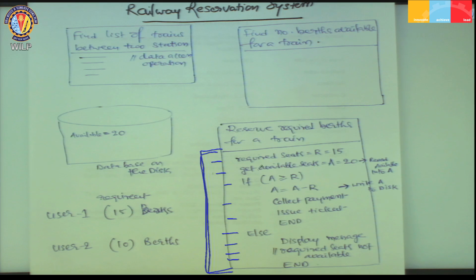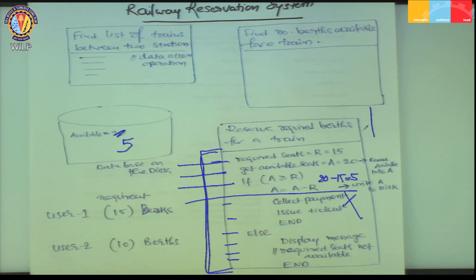That means when the first user invokes this, it will be done, and this is also okay, and then he modifies 20 minus 15 is equal to 5, which means it is temporarily modifying the database to 5, and after this there is a system crash. According to this atomic property of a transaction, whatever changes have been done by the half done transaction should be removed or nullified.